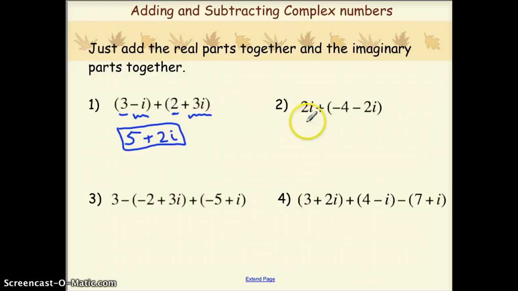Over here, I really don't need those parentheses. I could just rewrite it as 2i minus 4 minus 2i. If I combine like terms, the 2i and the negative 2i cancel, and you just are left with a negative 4.